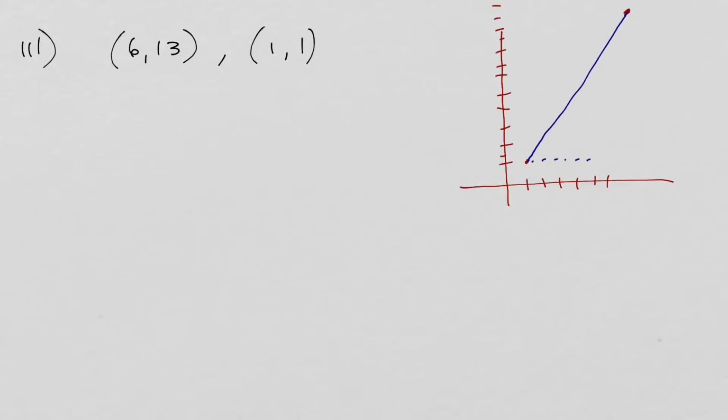Okay, we have two ordered pairs. I'm only going to draw the first quadrant so we can kind of think about this. But 1, 1 is a point about there. 6, 13 is a point 1, 2, 3, 4, 5, 6, and up 1, 2, 3, 4, 5, 6, 7, 8, 9, 10, 11, 12, 13. So that's a point about right there. The distance between these 2 points is that right there. So we can create a right triangle.